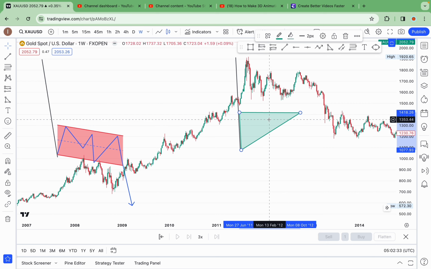So if you find them at an area of interest, especially at the supply and demand zone, then you get ready that the market is about to turn.